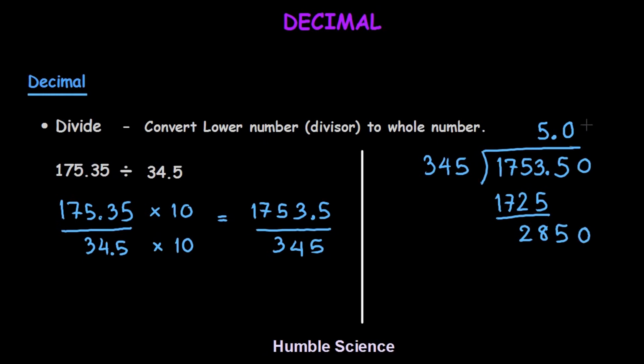And this time we're going to get 8. 8 times 345 will give us 0, 6, 7, 2. And now we can subtract, and that's going to give us 90. And we can do more, but for now, this is good enough. The answer here is 5.08.